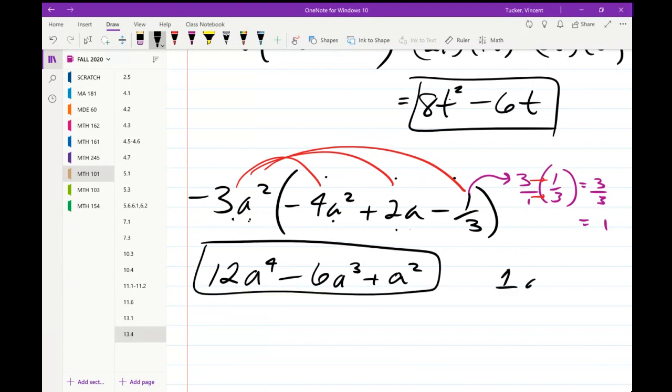Don't forget 1a is the same thing as a, just like 1b is the same thing as b. 1x is the same thing as x. So you will never see that 1 sitting in front of your variable as a part of your final answer. They will expect you to drop the 1. And when they have just a variable there, they expect you to know that there's a 1 sitting out front. So it's understood. Any questions?